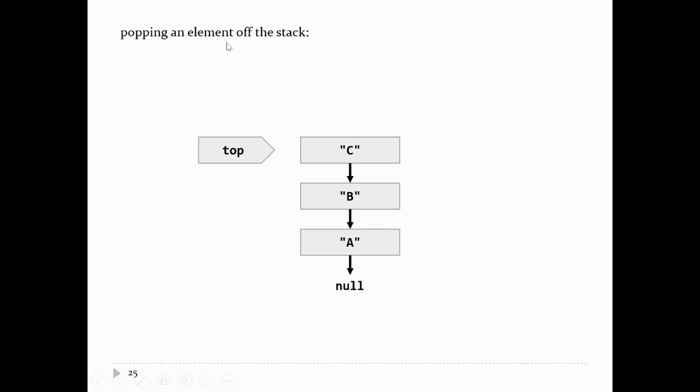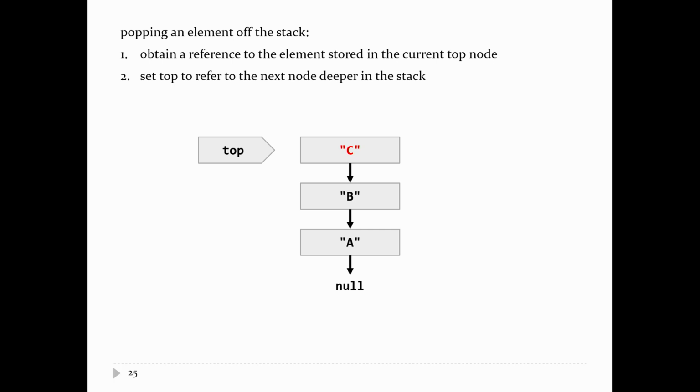Okay, to pop an element off the stack, I need to remember what's sitting at the top of the stack. So I need to remember that there's a C sitting at the top of the stack. So I'm going to get a reference to that string. I'm going to move the top node so that it points at B, and the way I'm going to do that is I'm just going to follow the current top node's next link. If I follow that next link, that gets me to the next node. So I can easily adjust the top of the stack.